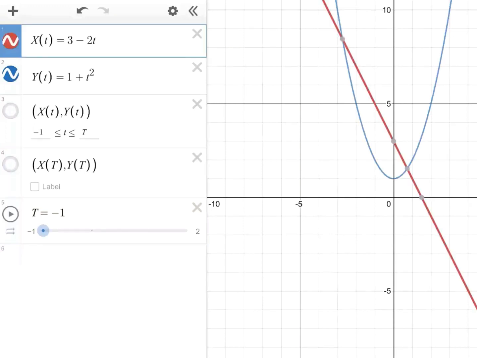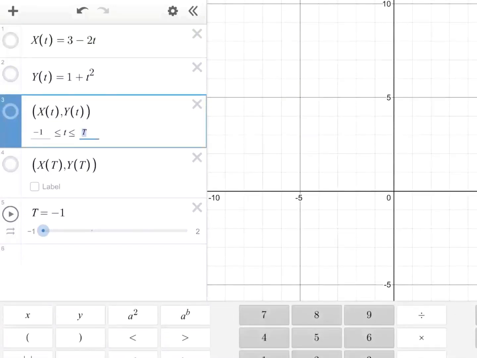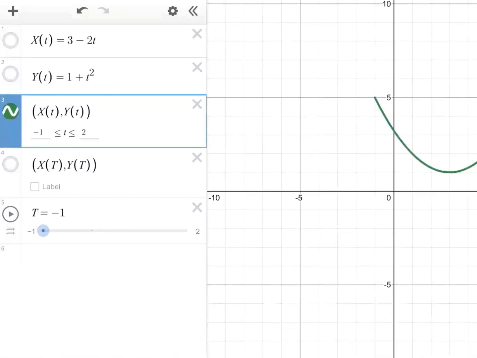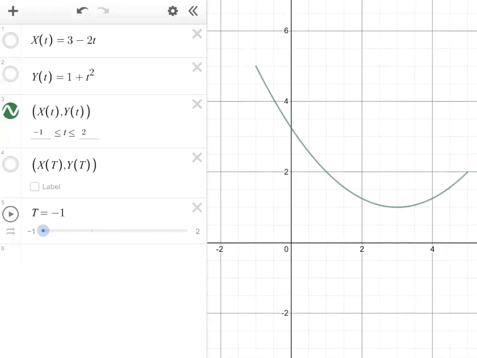Now, I don't really care to see either of these graphs. What I really am interested in seeing is what happens when you put them together and form an ordered pair. So I'm going to put the x of t in the x coordinate position and the y of t in the y coordinate position in that third line there. Now, if I change this capital T right here to a 2, and then reveal this graph, this is showing us what we just did by hand. Little t varies between -1 and 2. Now, if you want to create an animation, that's what the next 2 lines are about.